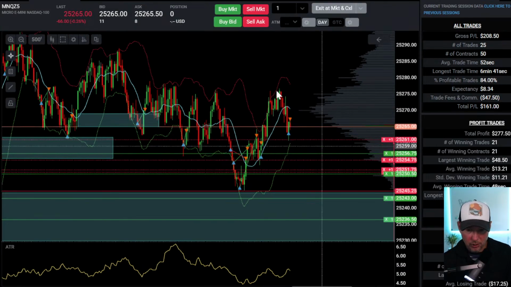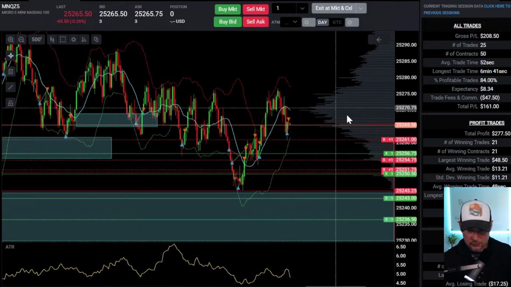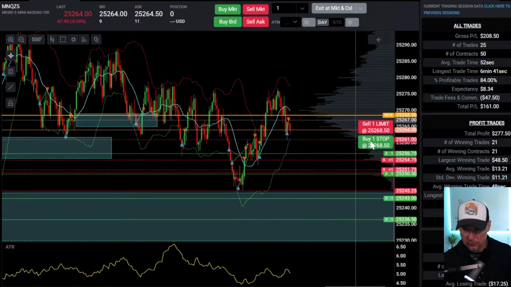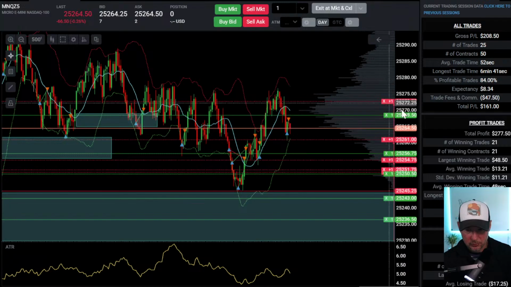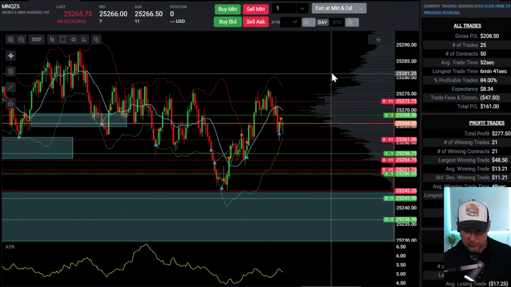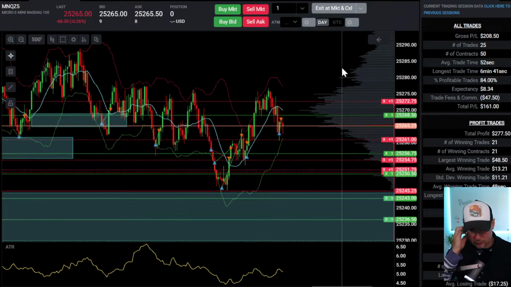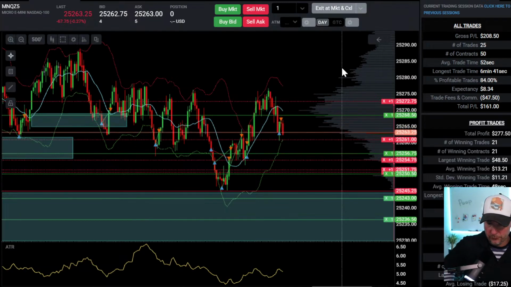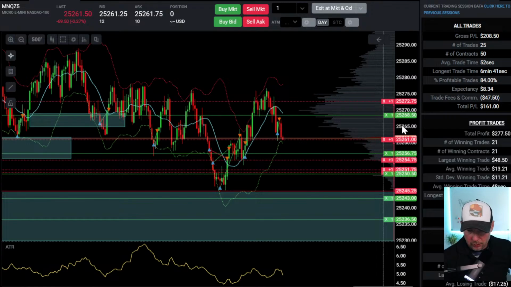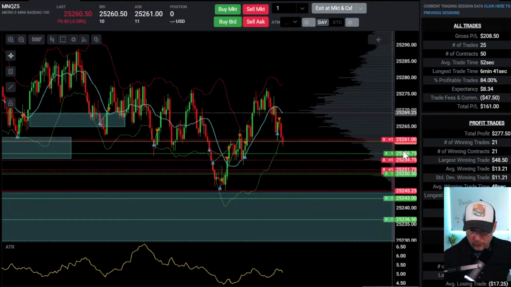We might go higher from here. I feel like it's just trapping a lot of shorts. That's just my thought process here. We'll see if my thought process is right. If not, then I'm okay with it.